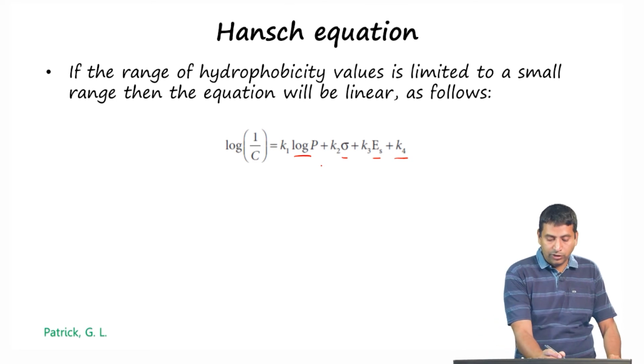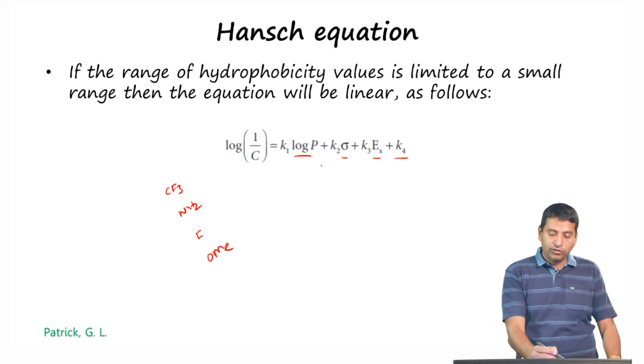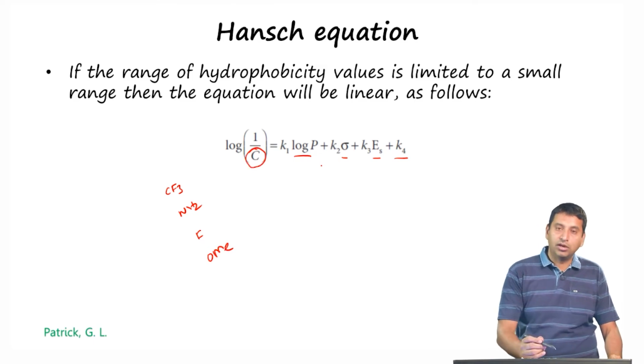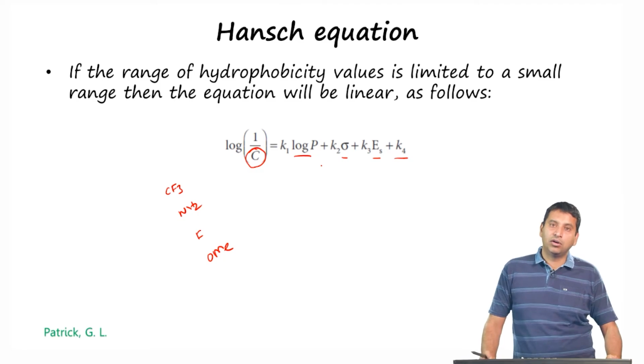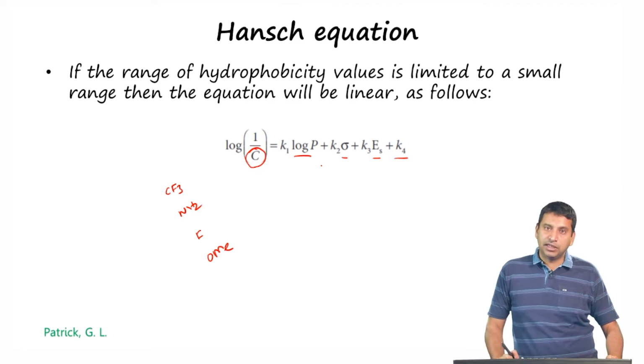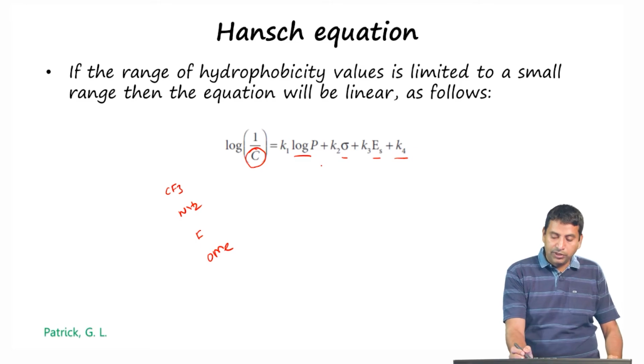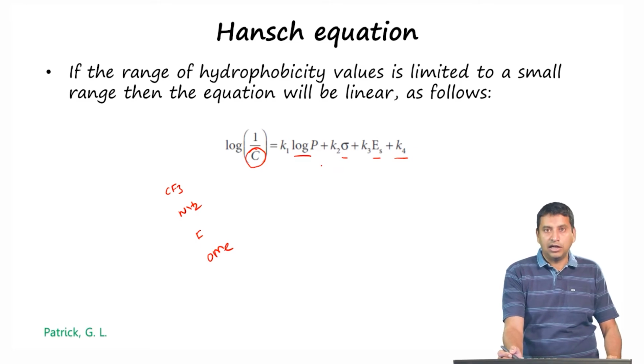So, let us say you have a molecule which has a substituent CF3, or you have a substituent NH2, or a substituent fluorine, OMe and so on. Each of these will give you one IC50 or EC50 or something like that. So, we use that value here, and each of these has a log P, sigma, ES. Now, using this we start fitting it.